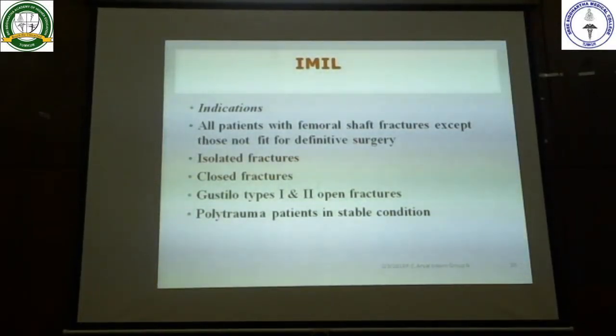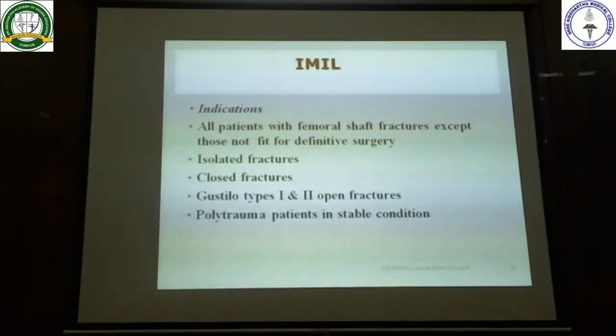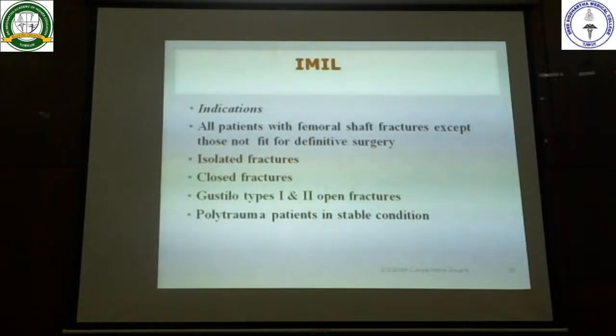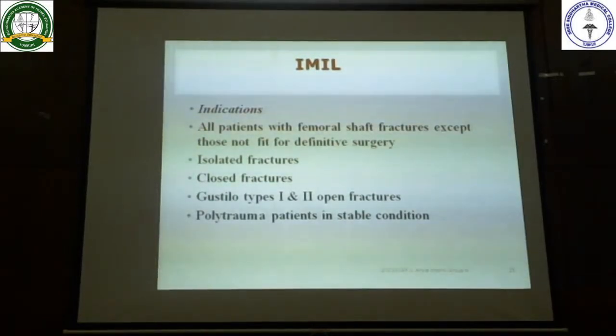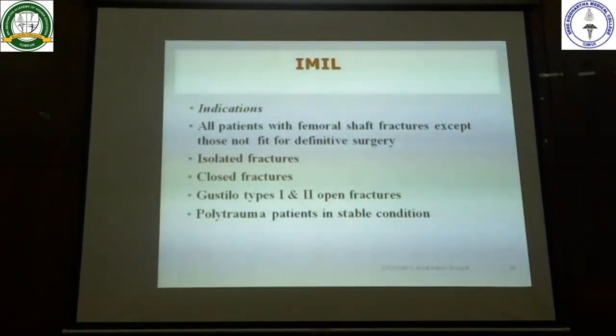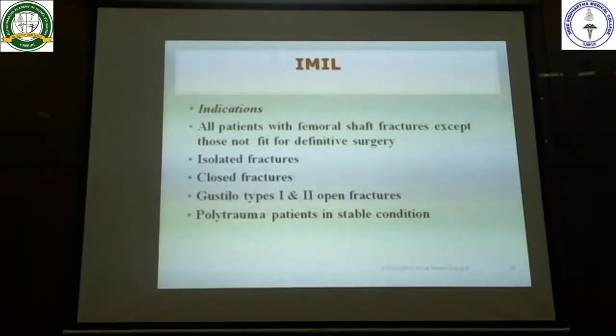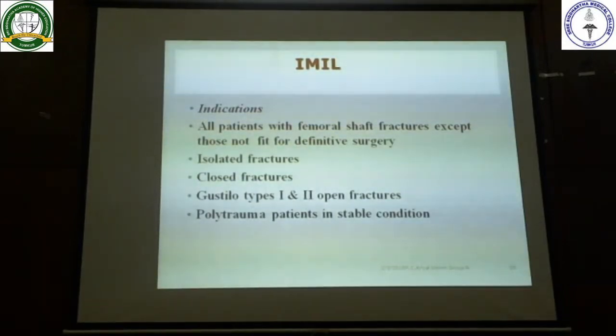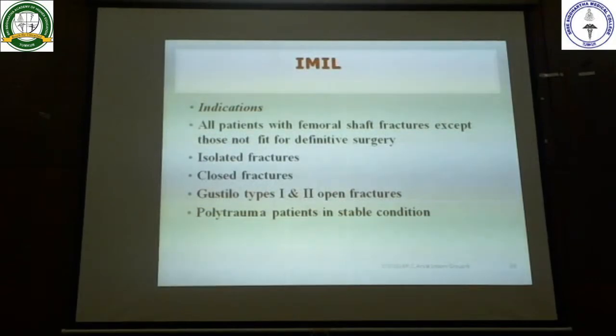Gustilo types 1 and 2 open fractures. Gustilo is nothing but a classification used to classify open or compound fractures. It's known as the Gustilo and Anderson classification. It is classified into type 1, type 2, and type 3, with 3 divided into A, B, and C. Type 3C is the worst, where you get a lot of vascular compromise, where the artery is also damaged. In Gustilo and Anderson types 1 and 2, the wound is less than 2, or 2 to 10 centimeters in size.